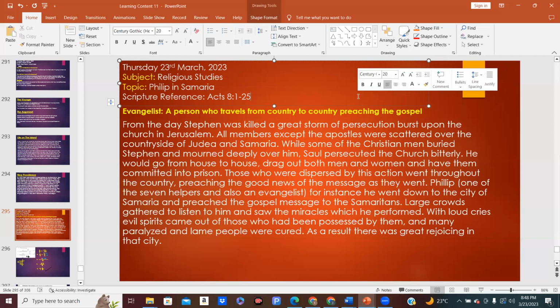Alejandro, what happened after the stoning of Stephen? A great persecution burst upon the church of Jerusalem. Very good. Gabrielle, who was responsible for the persecution? Who was one of the main persons responsible for the persecution of the Christian church? Not Stephen. Stephen is the one who got stoned. Who's responsible for the persecution? Saul. Saul, very good.